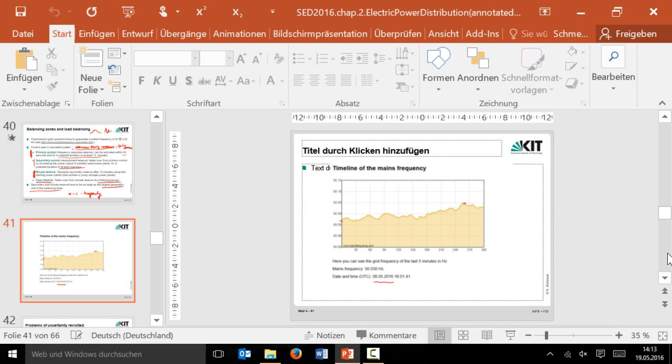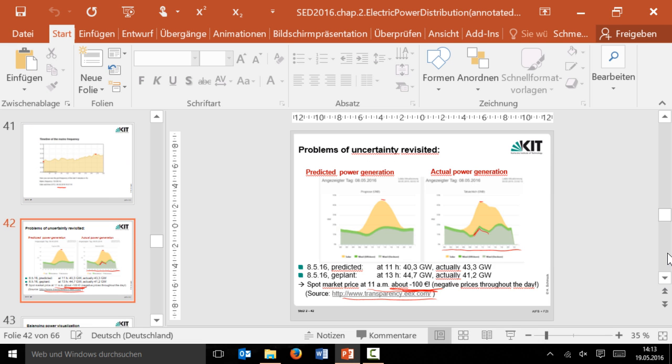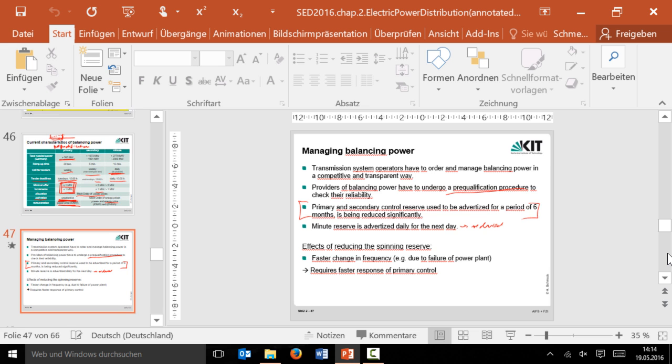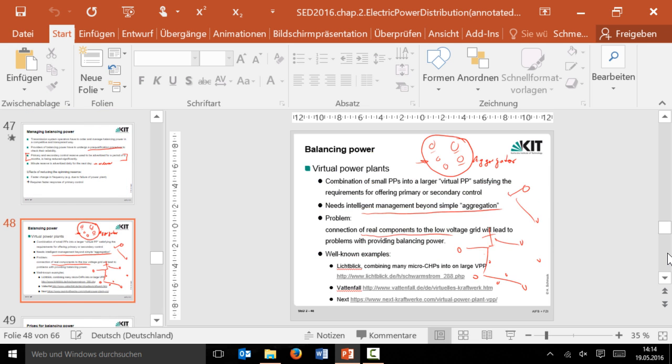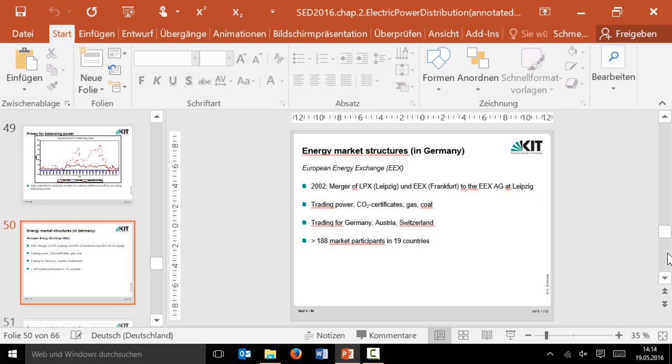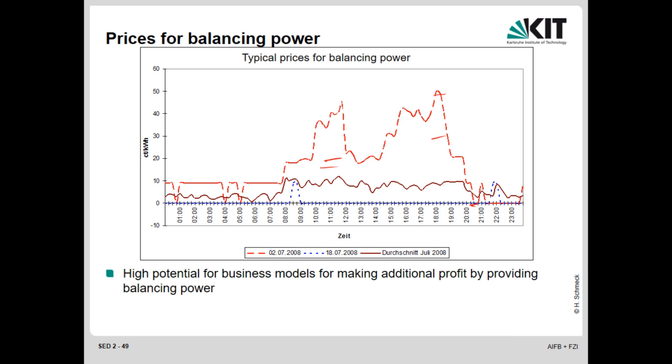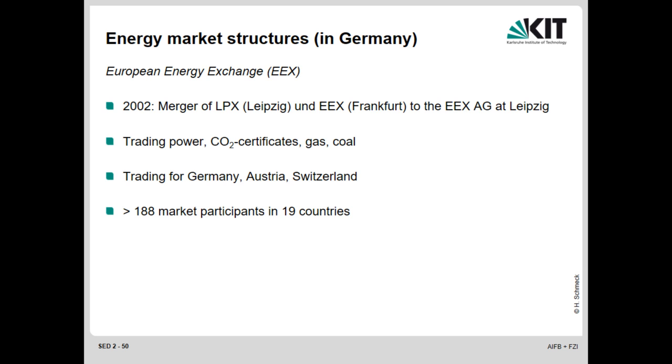I showed you this slide where I had recorded fluctuations in frequency over a few minutes. That was this day, the 8th of May, where we had very negative prices. That was more information on balancing power, and then that was virtual power plants, and that was, I think, the last slide we had last time. So this is really not a new slide, but it's just showing the typical price development for balancing power. It's quite a few years ago. Meanwhile, it looks very different.